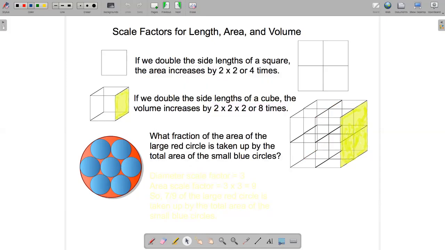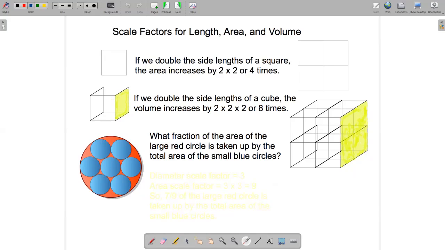So again, a very common source of confusion for elementary students, this. But if you think about these pictures, you should be able to get intuition behind why doubling the side lengths of a square increases the area by 2 times 2 or 4 times. Doubling the side lengths of a cube, the volume will increase by 2 times 2 times 2, or 2 cubed, or 8 times. Okay, let's see how that can help us solve problems like this one, which actually looks like an impossible question to solve.